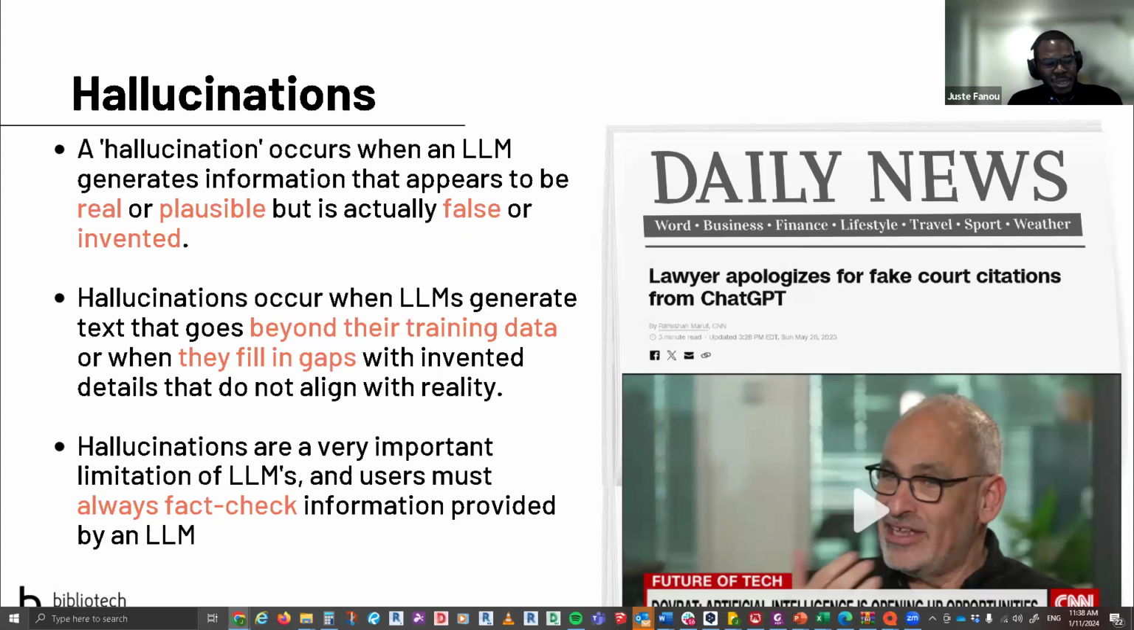So that's what a hallucination is. Basically, that's when LLMs generate text that goes beyond their training data, or when they try to fill in the gaps with invented details that are not aligned with reality. So what I say is always fact check what an LLM is telling you.